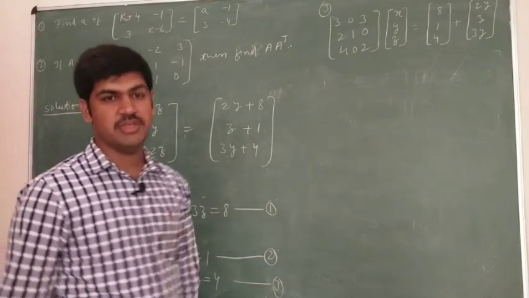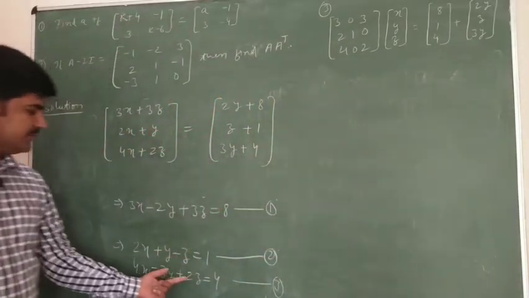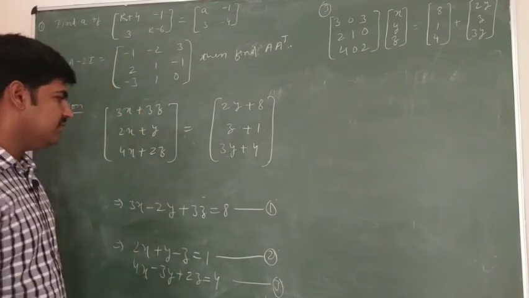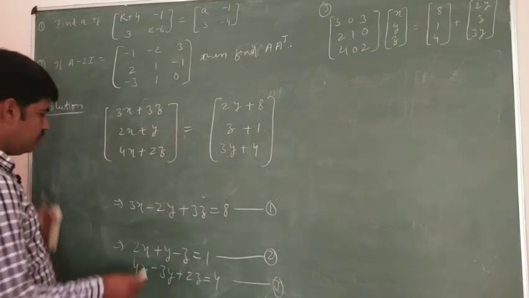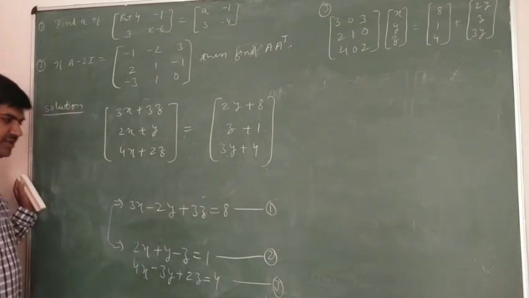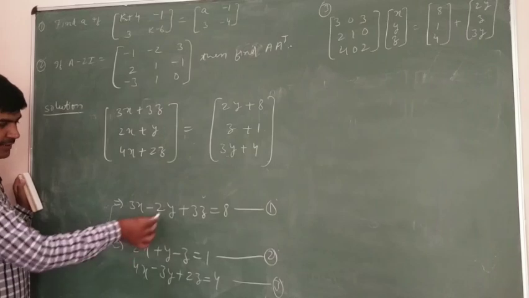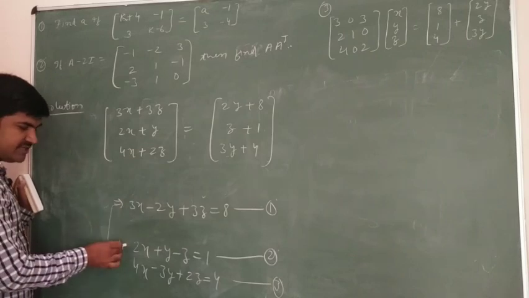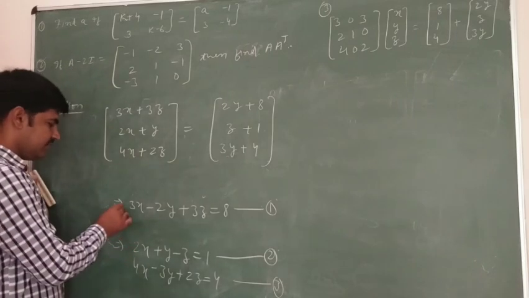Since it is not mentioned that it is to be solved by the matrix method or something, the easiest way to solve this particular system of equations is the substitution method. How the substitution method will be used, students, I am telling you. First of all, we have to eliminate any one variable using two equations. Suppose you eliminate x using equations number first and second, then you will get a new equation only in variables y and z. How to eliminate x, everybody knows. We can use the elimination method here.